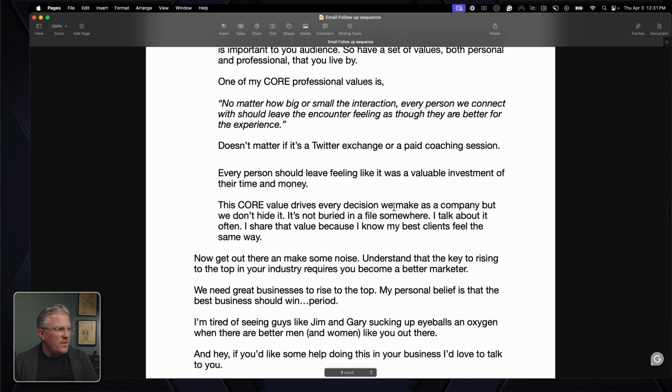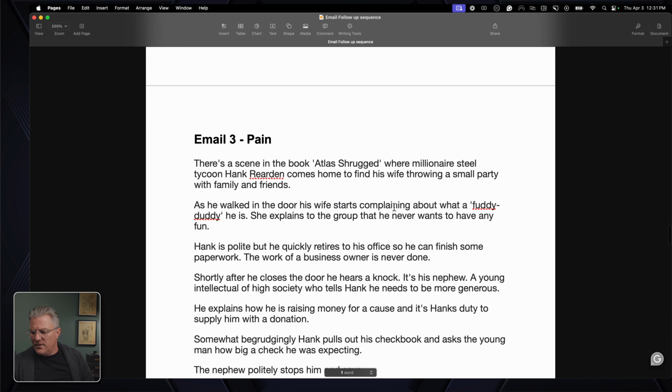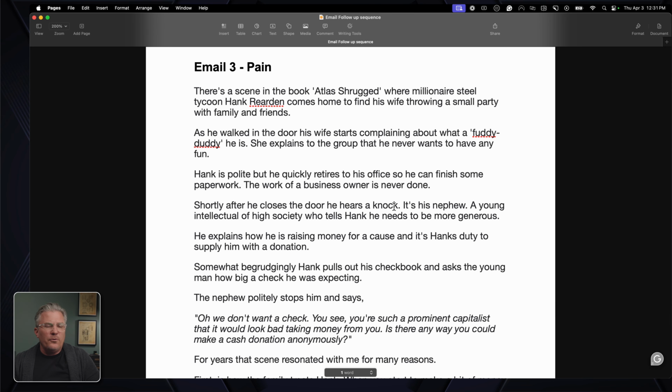And then email number 3 is our pain email. In this one, I'm not going to read the whole thing to you, but basically there is a scene in Atlas Shrugged where Hank Rearden, the billionaire metal worker who came up with this new kind of steel called Rearden steel, comes home from work. He finds his family having a cocktail party with friends, and they say, hey, come on, have a drink with us. And he says, I can't, I've got to go work. I've got to finish up some paperwork before I do anything.